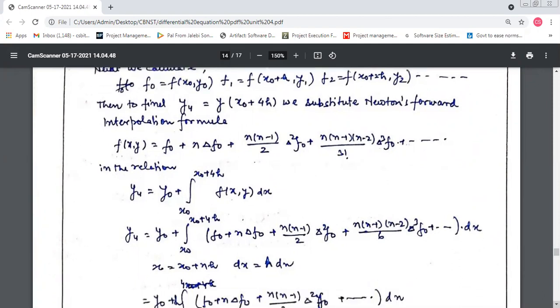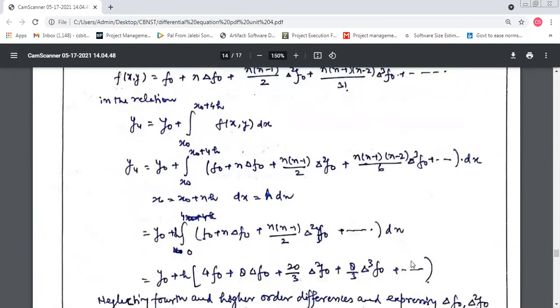From x0 to x0 plus 4h, it is going to give x is equal to x0 plus nh, and dx will be equal to h dn. So on the right hand side, we have dx, and we have to convert it in the form of dn. So dx will be replaced by h dn.